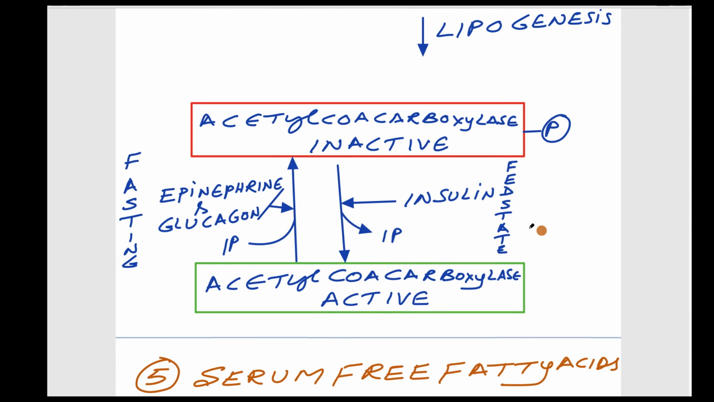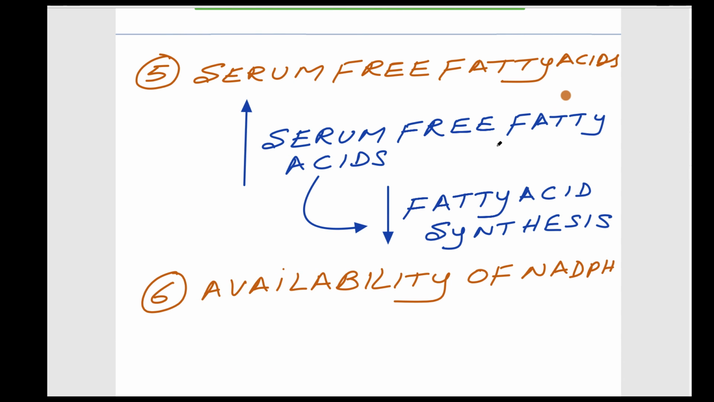The mechanism is through acetyl coenzyme A carboxylase. Phosphorylated is inactive. In the presence of insulin, phosphatase will be active, phosphate will be removed, and it will become dephosphorylated. That becomes active. Whereas in the presence of epinephrine and glucagon during the fasting state, phosphate is added through the protein kinase mechanism. ATP gives the phosphate, making it phosphorylated, and it becomes inactive. Increased serum-free fatty acids decrease fatty acid synthesis.